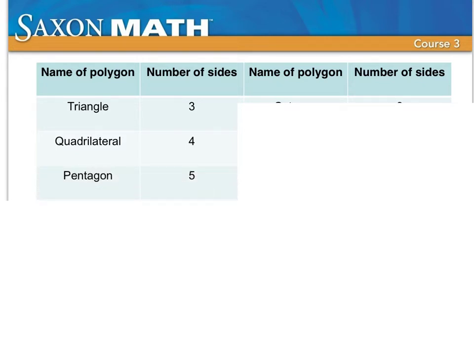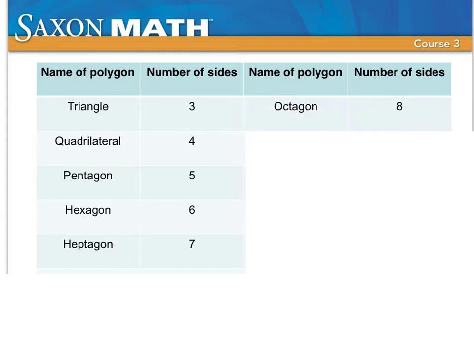A pentagon has 5 sides. A hexagon is a 6-sided polygon. A polygon with 7 sides is called a heptagon. Then an octagon is one that has 8 sides. An octagon is like a stop sign. That's the shape of a stop sign. It has 8 sides.